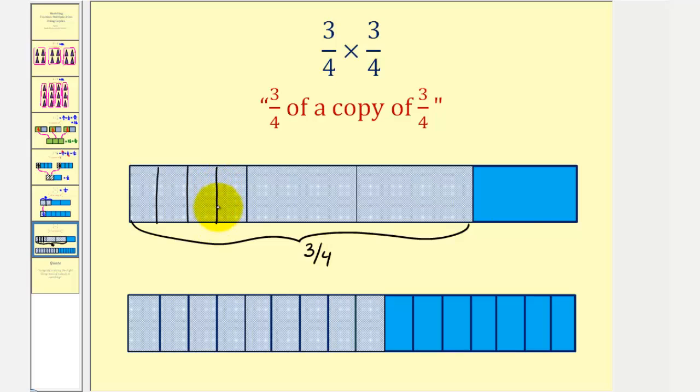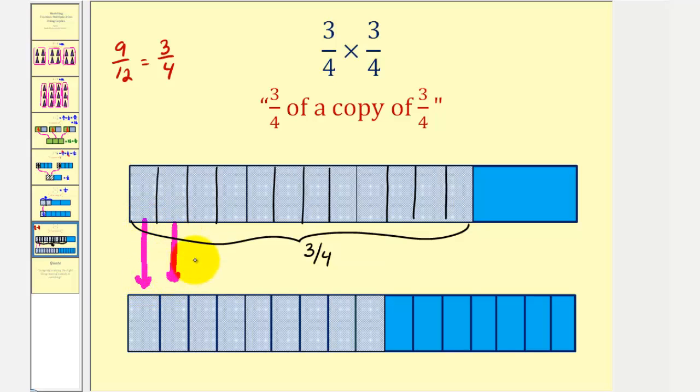That would be 4 pieces. Then we'll divide this in half, and in half again. Then we'll divide this in half, and half again. So if we want 3/4 of these 12 pieces, we want 9 of the 12 pieces. Notice that 9/12 is equivalent to 3/4. So if we want 3/4 of a copy of 3/4, we want 9 of these 12 pieces, which would be 1, 2, 3, 4, 5, 6, 7, 8, and 9.